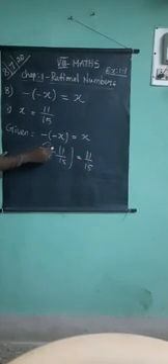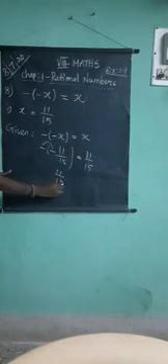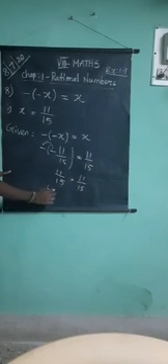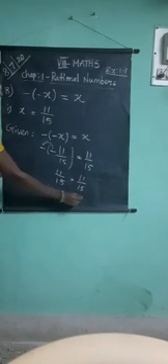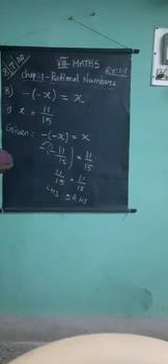Now see, minus into minus is plus. So 11 by 15 is equal to 11 by 15. LHS is equal to RHS. Hence it's proved.